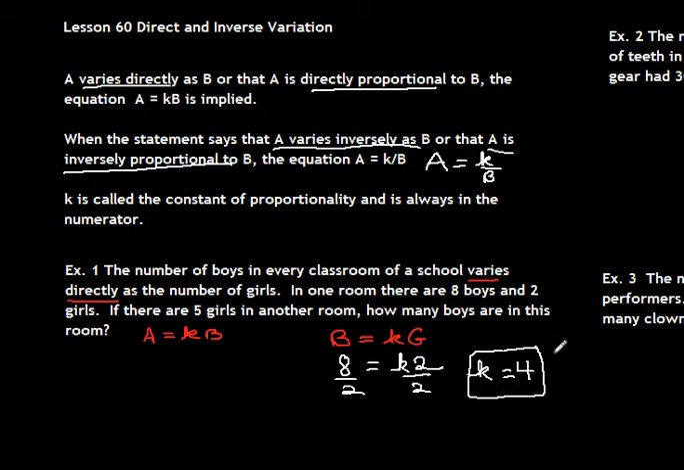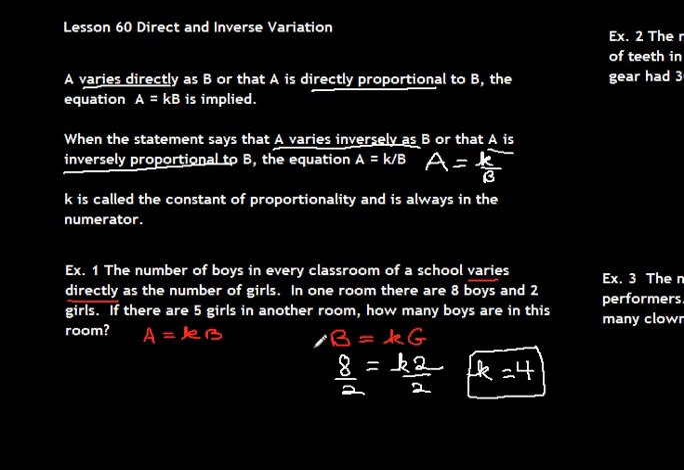Now, knowing our constant of proportionality, we can find out how many boys and girls are in each classroom if we know one or the other. If we know how many boys, we can figure out how many girls are in the classroom. If we know how many girls, we can find out how many boys are in the classroom. So the first thing you do in these problems is you find K. It says in one room there are 8 boys and 2 girls. Okay, if there are 5 girls in another room, how many boys are in the room?